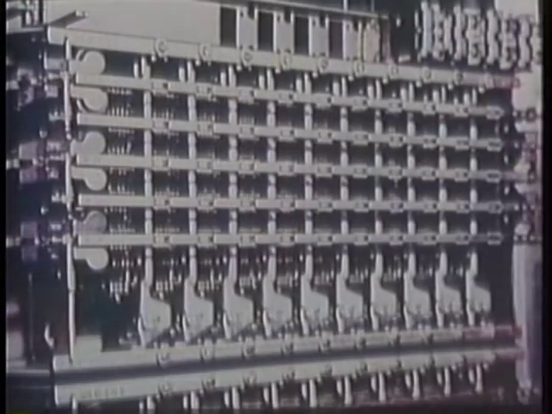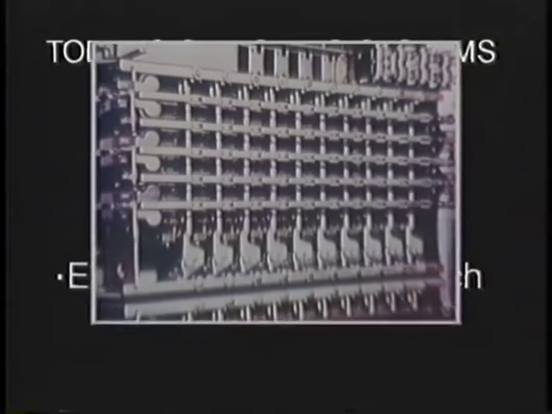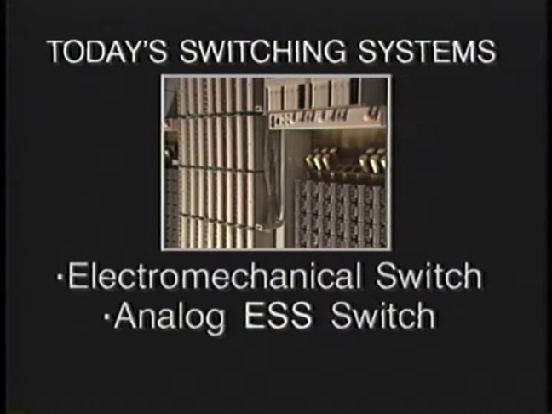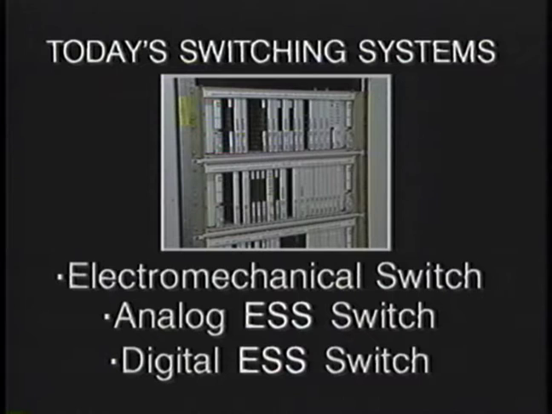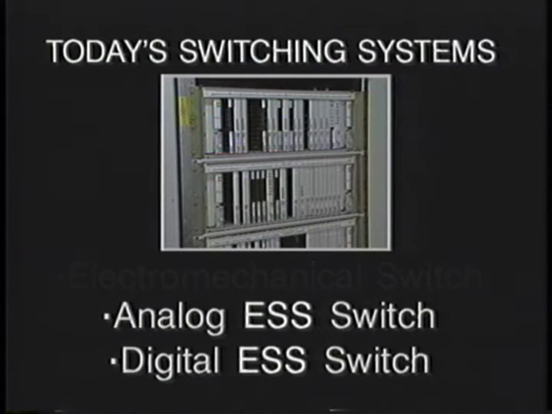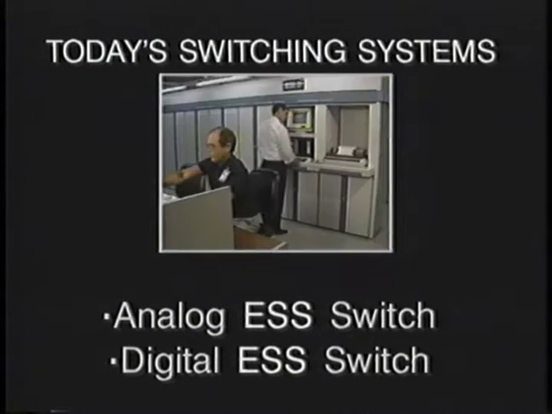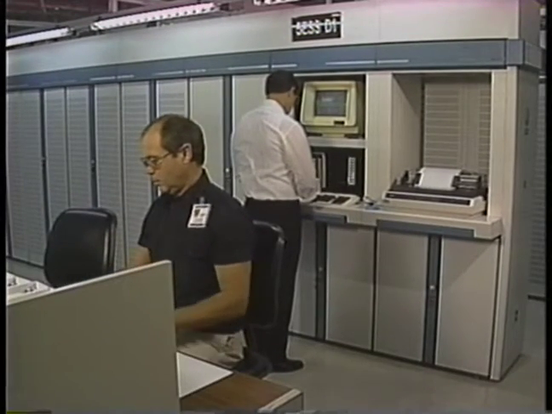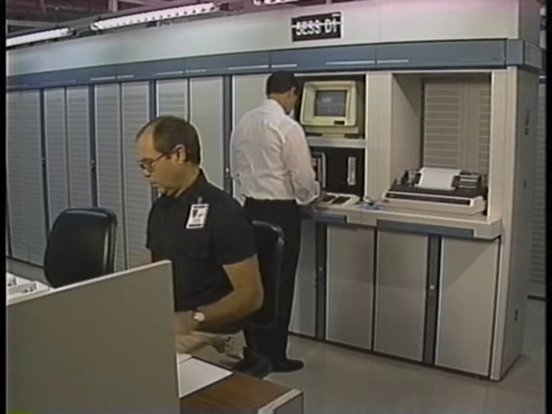There are three types of switching systems. They are electromechanical, such as the crossbar, analog, such as the 1ESS electronic switching system, and digital, such as the DMS 100 and 5ESS electronic switching system. Electromechanical switching machines are currently being phased out of use. Industry plans call for digital switching machines to be installed in every central office in the United States.